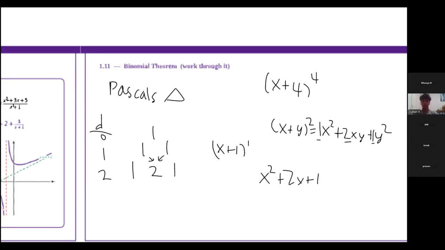Now, I want you guys to notice a pattern here. When we're doing (x plus y) squared, the first term is going to be x squared because it's x times x, right? And then what happens after that?